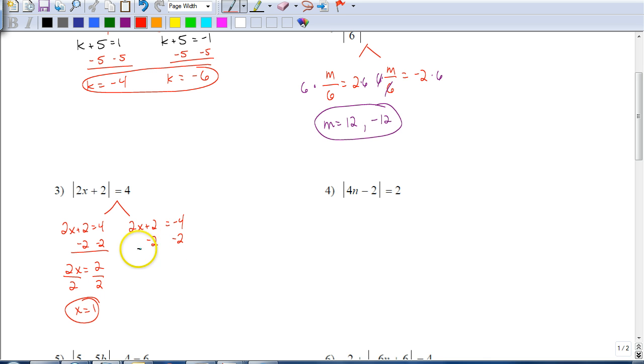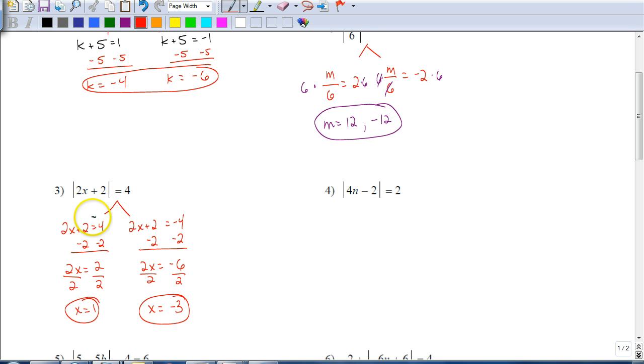9 times out of 10, that's not going to be the result. So when I subtract 2 from both sides, I get 2x equals negative 4 minus 2, which is negative 6. Divide by 2 gives me x equals negative 3. So my answers for x are 1 and negative 3.